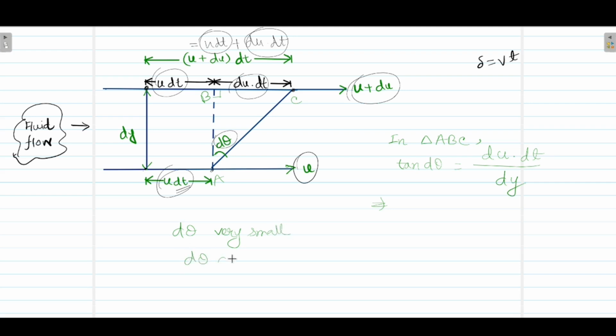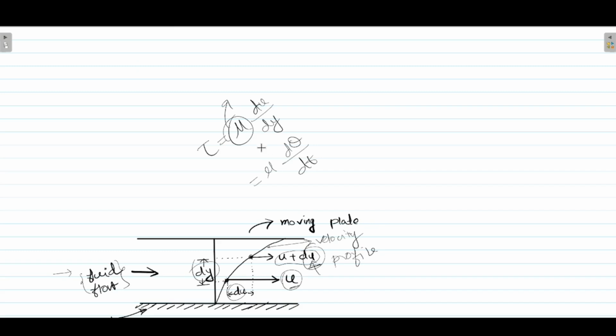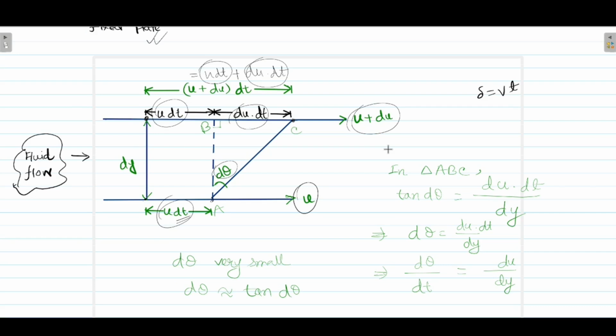So d theta will be almost equal to tan d theta. Okay, so I can write d theta in place of tan d theta, which will give me du dt over dy. So what you will get from here, d theta dt, which will be equal to du dy. So as I told you earlier, you can further write this formula as this. In place of du dy, you definitely can write d theta dt. I have already proved that as well, through my statement here. So you can very easily understand this.